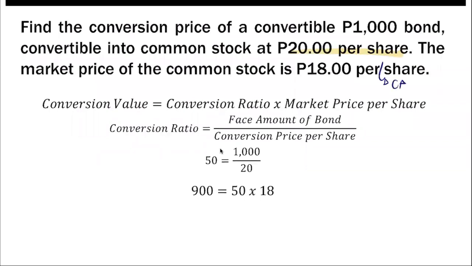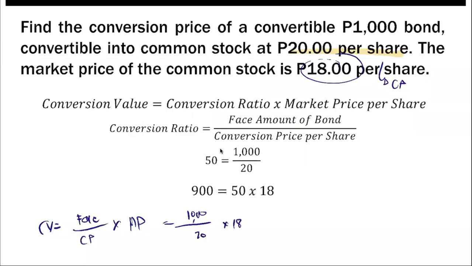And then the market price is 18. So conversion value is equal to your face divided by your conversion price multiplied by your market price. Our face is 1,000. Our conversion price is 20. And our market price is 18. So 1,000 all over 20 times 18 is 900.